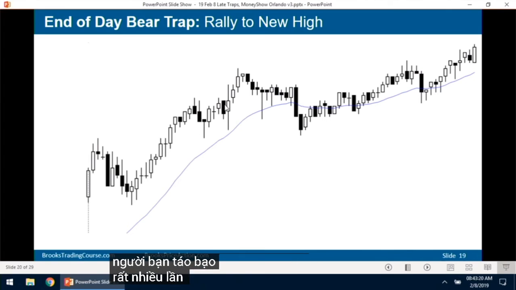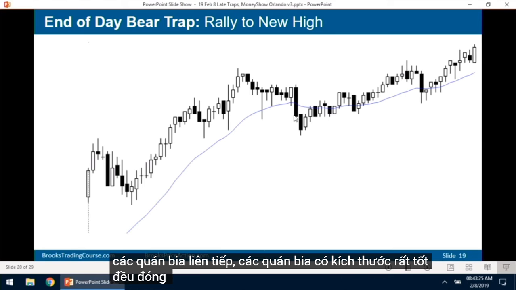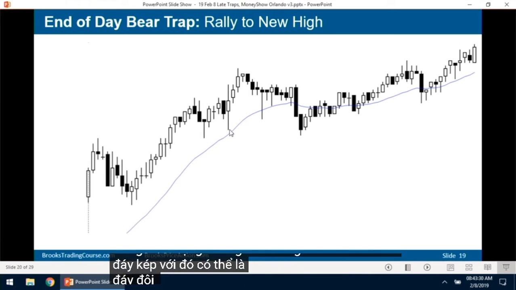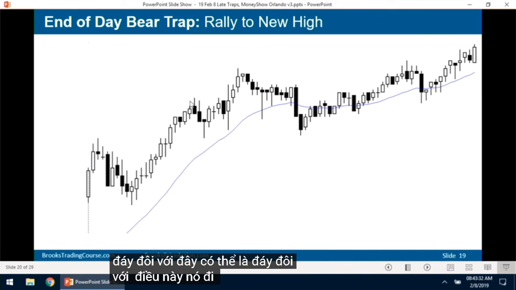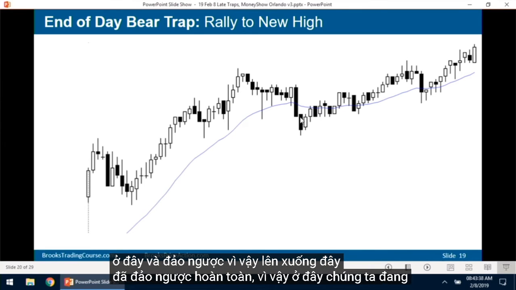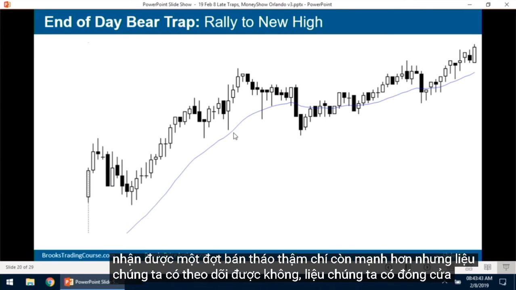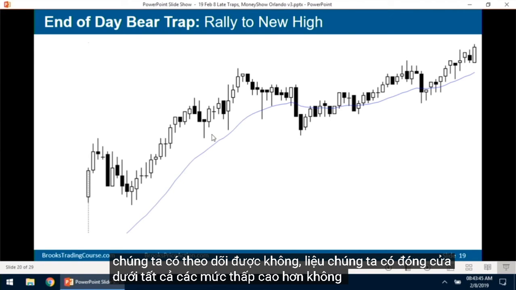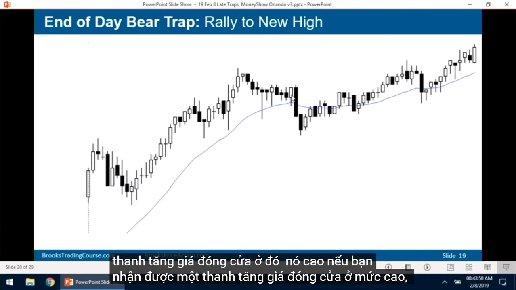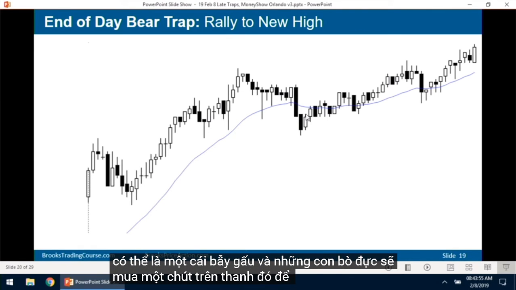We're in a bull trend, lots of pullbacks, and then here we have consecutive bear bars, very good-sized bear bars, both closing below the moving average. But look to the left, maybe a double bottom with that, maybe a double bottom with this, maybe a double bottom with this. It came down here, reversed up, down here, reversed up, down here, reversed up, all right? So here we're getting an even stronger sell-off, but do we get follow-through? Do we get closes below all the higher lows? Or do we get a bull bar closing near its high? If you get a bull bar closing near its high, this is probably a bear trap, and bulls will buy above that bar to get long again.